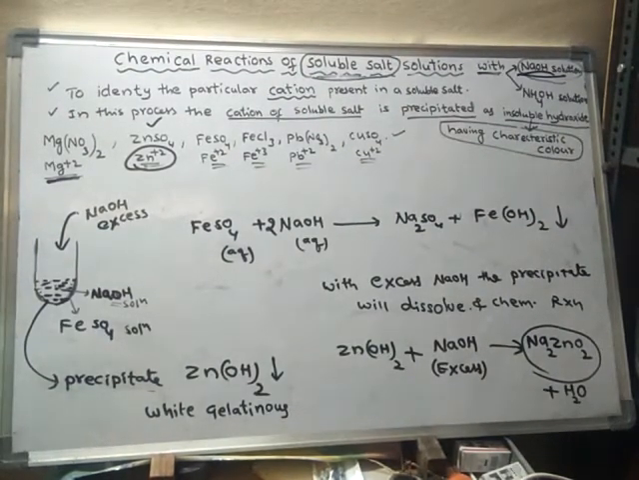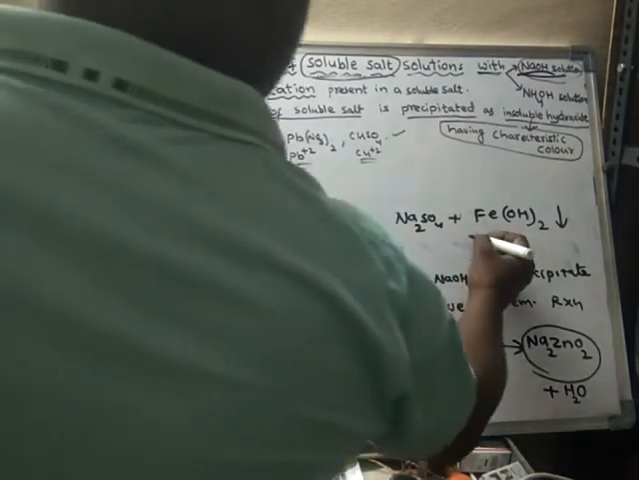Okay. What is the color of this precipitate? It is a dirty green precipitate. A dirty green.